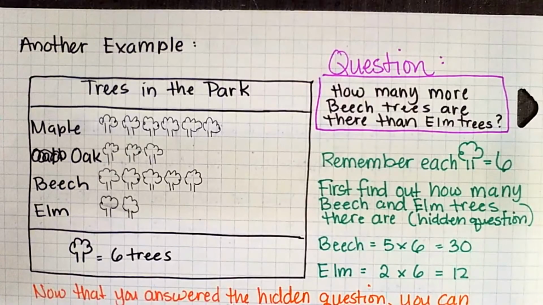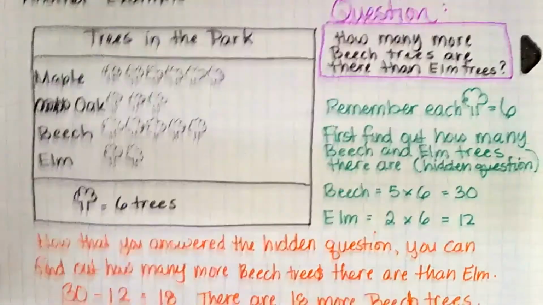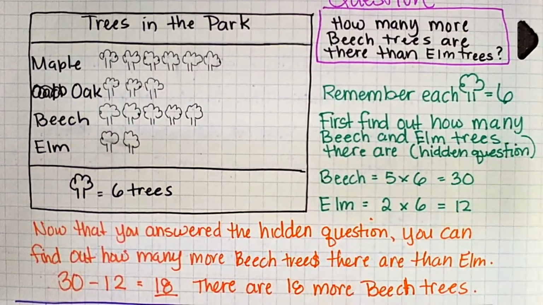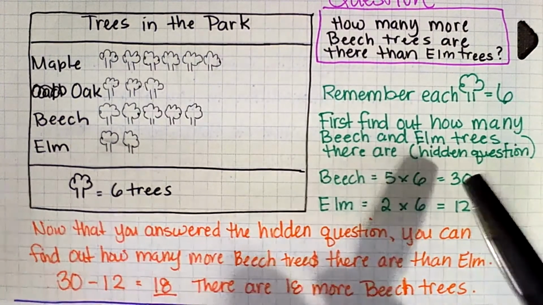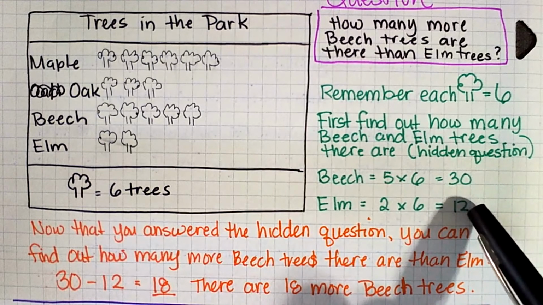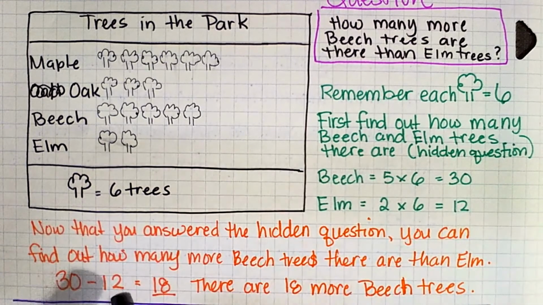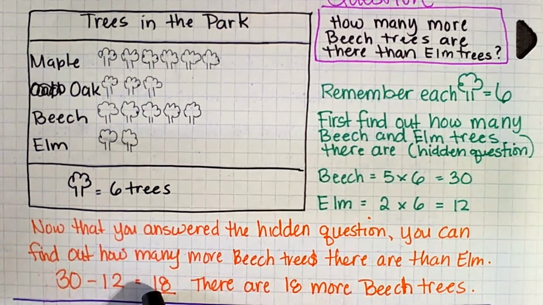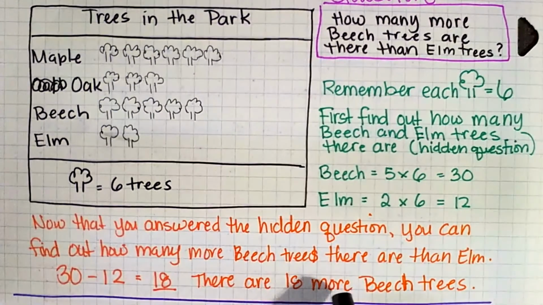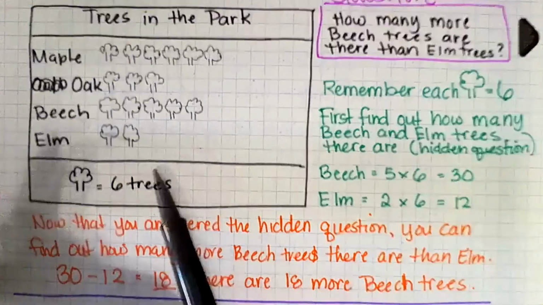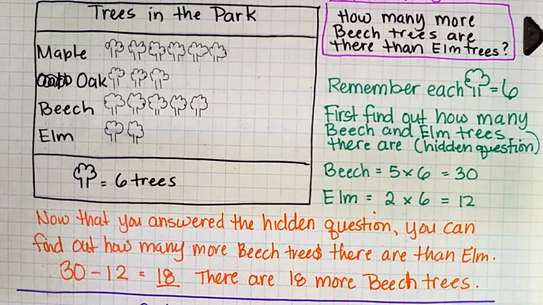So now that I answered the hidden question, now I can go ahead and find out how many more beech trees there are than elm trees. So I'm going to take that 30 and I'm going to subtract the 12 from it. So 30 minus 12. And I found out that my answer is 18. So there are 18 more beech trees than elm trees in the park. So remember, always pay attention to the scale that you're using because it will change your answer.